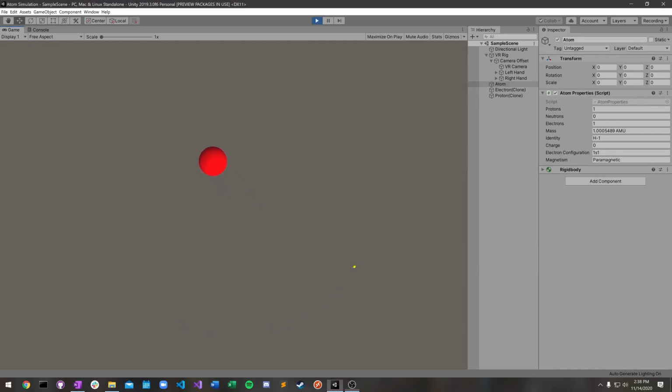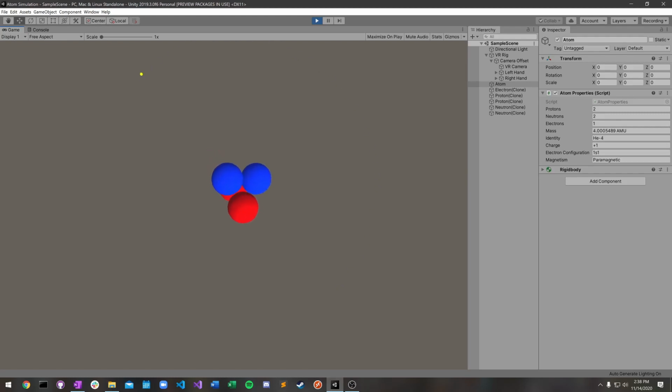So the main improvement over my first iteration that I showed in my first video is the ability to manipulate the numbers of protons, neutrons, and electrons that are in the atom in real time. So if I want to add more protons, for example, I can do that. Notice over here that some of this information has changed now. So the mass is now 2 because there's 2 protons, and the identity has changed to helium-2. Charge is now +1 because there's 2 positive charges and one negative charge.